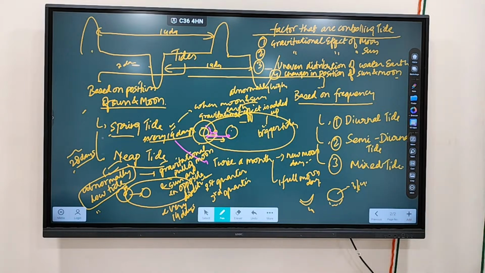Clear? What is neap tide? When you are going to see abnormally low tide. Why abnormally low tide? Because the moon's and sun's gravitational pull are acting in opposite directions. Then you will see abnormally low tide. And this abnormally low tide will generally occur during the first quarter or during the third quarter. Clear? Any doubt regarding this one? So how many days of gap is there between spring and neap? 7 days of gap between a spring tide and a neap tide. Fine.